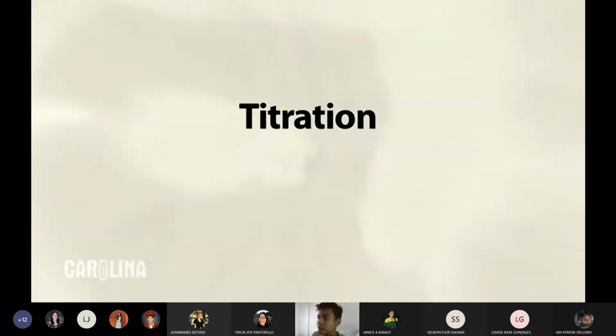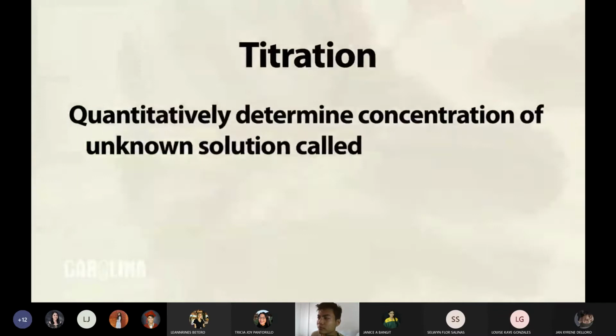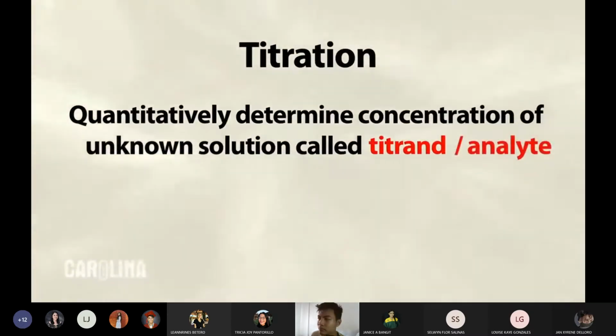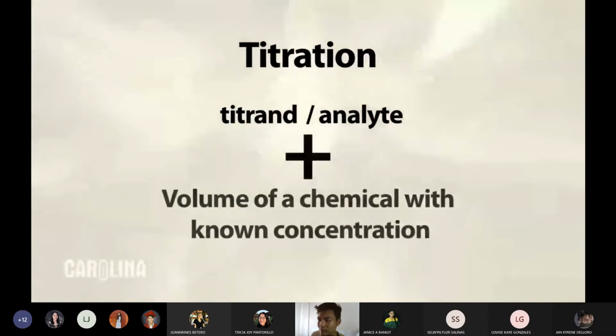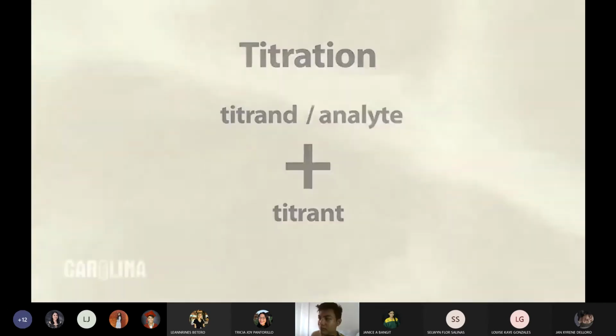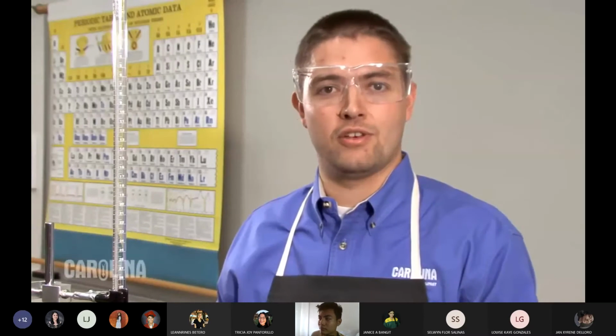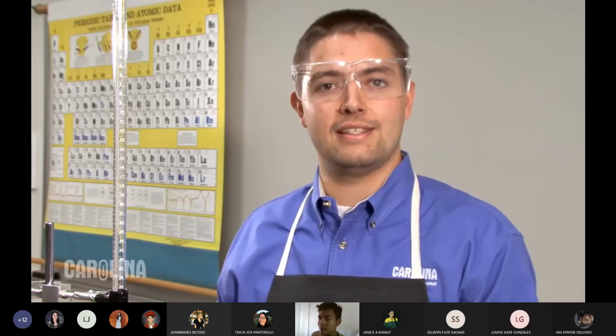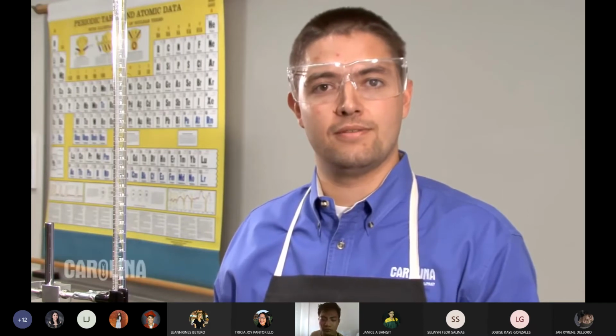The purpose of a titration is to quantitatively determine the concentration of an unknown solution, commonly called the titrand or analyte, by adding a volume of a chemical with a known concentration called the titrant. To mark the endpoint of a titration, an indicator is added to the analyte. Let's review some of the equipment that's needed for a titration.